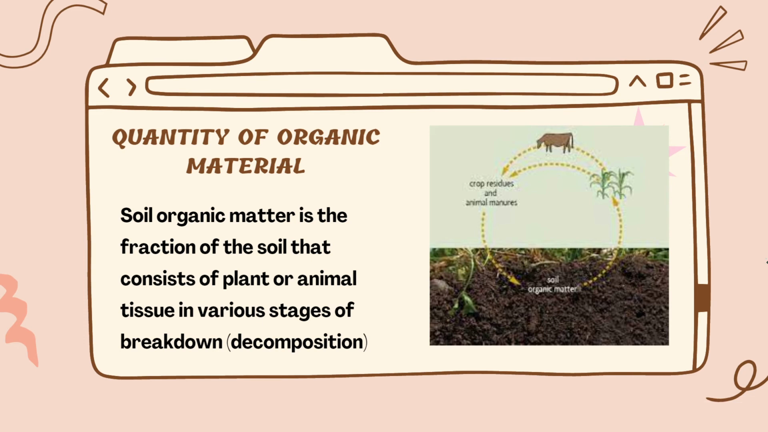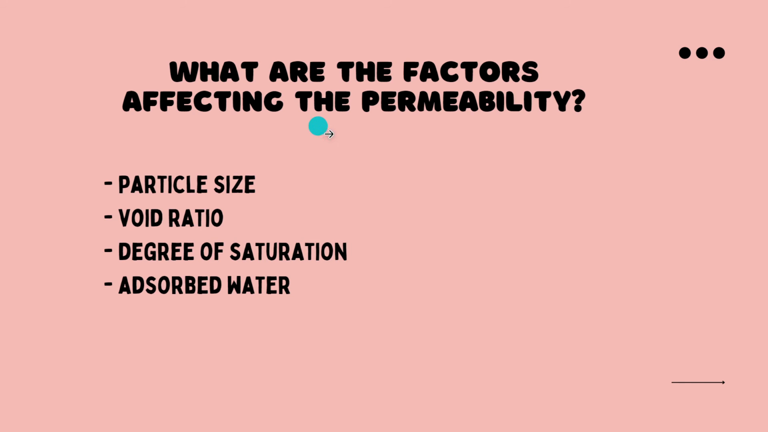Next, quantity of organic material. Soil organic matter is the fraction of the soil that consists of plant or animal tissues in various stages of breakdown or decomposition. So, it affects the porosity of soil. It's because soil organic matter serves as a reservoir of nutrients for crops, provides soil aggregation, increases nutrient exchange, retains moisture, reduces compaction, reduces surface crusting, and increases water infiltration into soil.